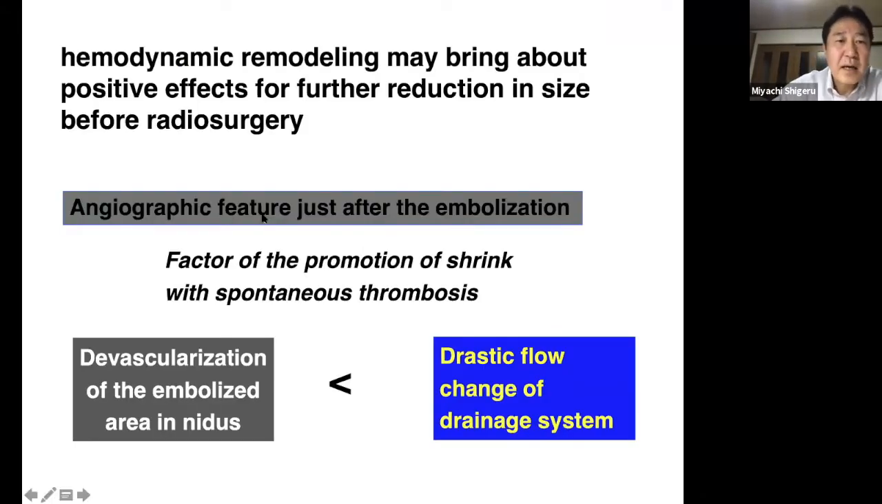So regarding the angiography features just after the embolization, when we consider this, a factor promoting shrinkage with spontaneous thrombosis is a drastic flow change of the drainage pattern, the drainage system. The devascularization of the embolized area is also important, but the change of the drainage pattern is very important.